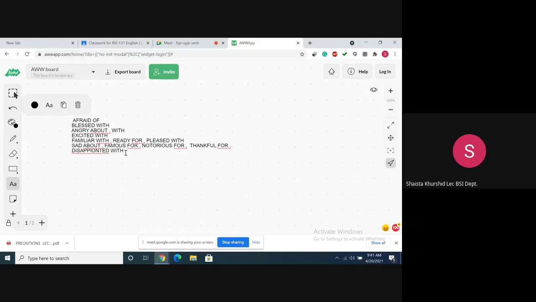ठीक है, married to, sorry for, sure of, tired of, worried about. ठीक है, so these are, we can say, the adjectives that take those prepositions with them. There are now verbs that can take so many prepositions with them, and they have different meanings.